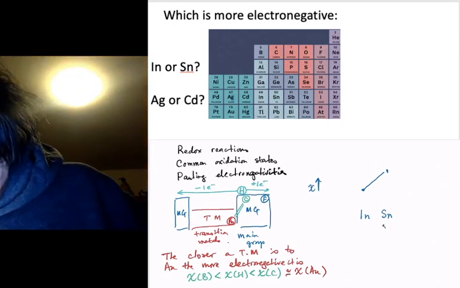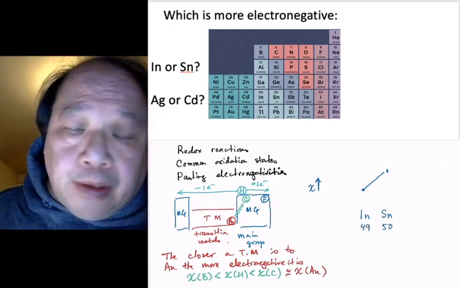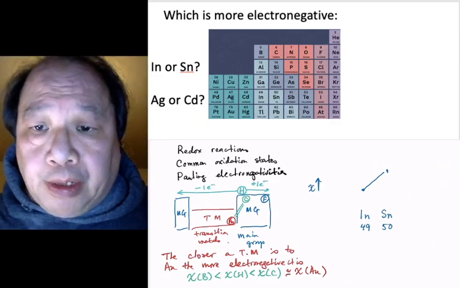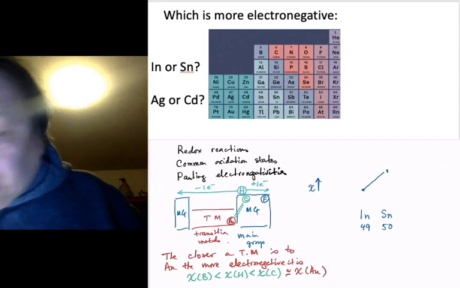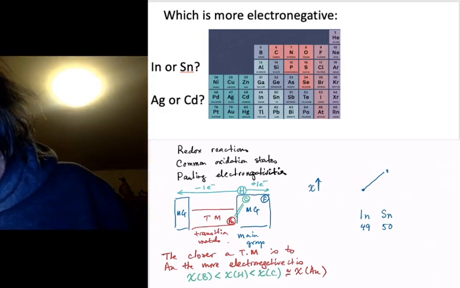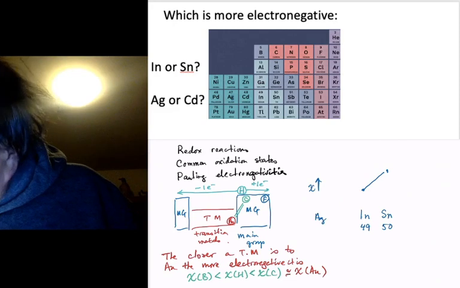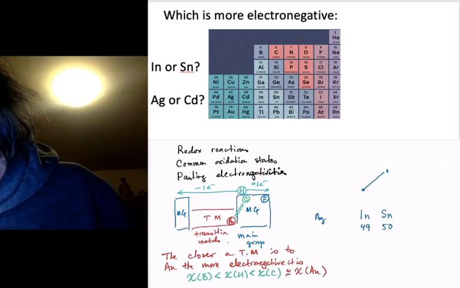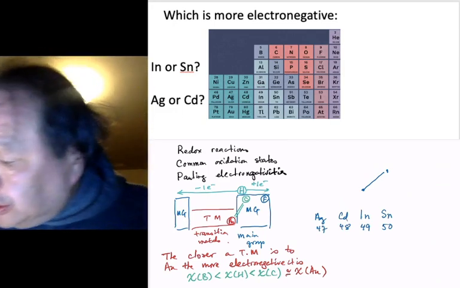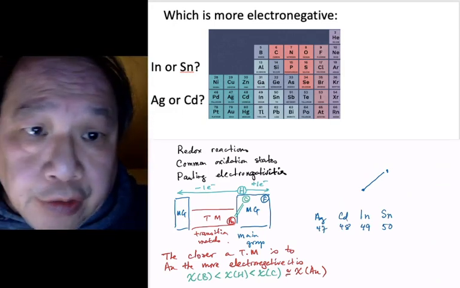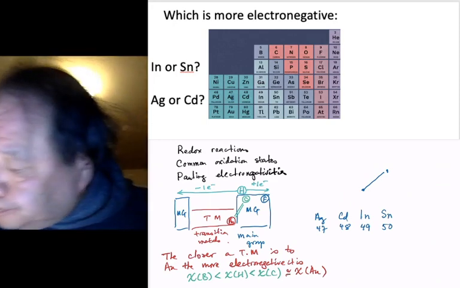Tin is element 50. Indium is element 49. Silver and cadmium, they are not main group elements. We're going to compare them to transition metals, and we're going to compare them to gold, and we can see that silver is element 47. Cadmium is element 48. And silver is closer to gold. Therefore, silver is more electronegative than cadmium.